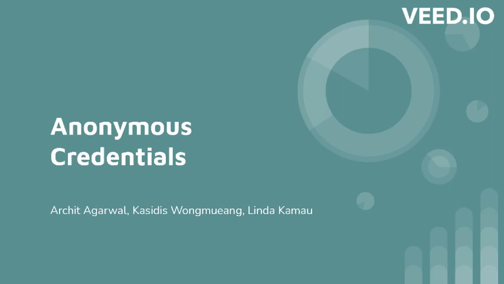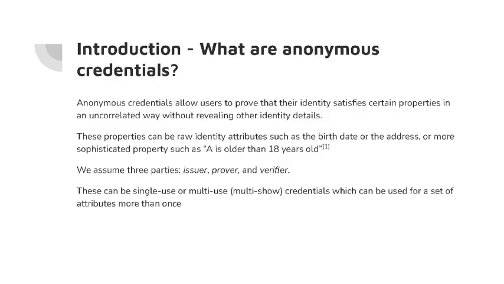Anonymous credentials. Anonymous credentials allow users to prove that their identity satisfies certain properties in an uncorrelated way without revealing other identity details. These properties can be raw attributes such as their birthday, their address, or a more sophisticated property like "A is older than 18 years old." We assume three parties: the issuer, the prover, and the verifier. These can be single-use or multi-use credentials, which can then be used for a set of attributes more than once.